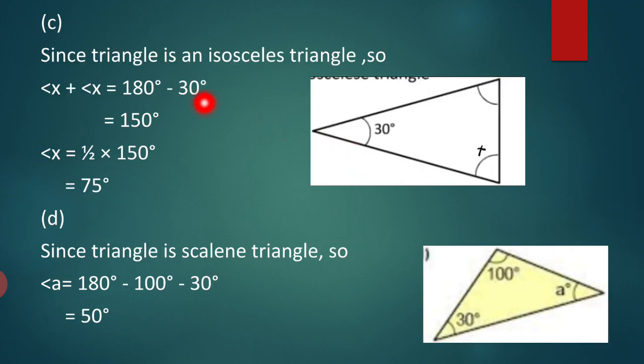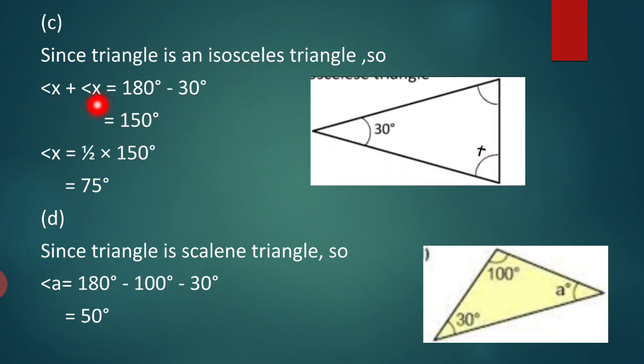Here is C part, students. The figure is about an isosceles triangle. This angle is given as 30 degrees. If this angle is x, then this angle must be x as well, because it is an isosceles triangle having two sides and two angles equal.